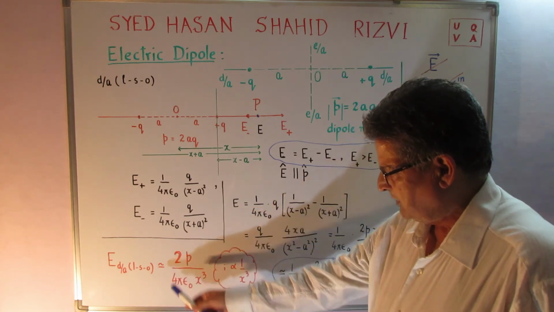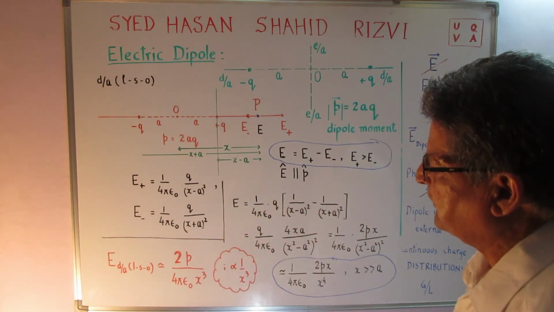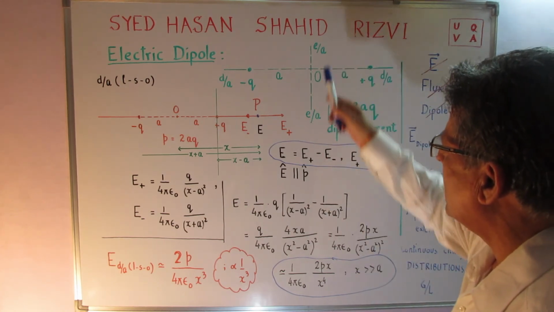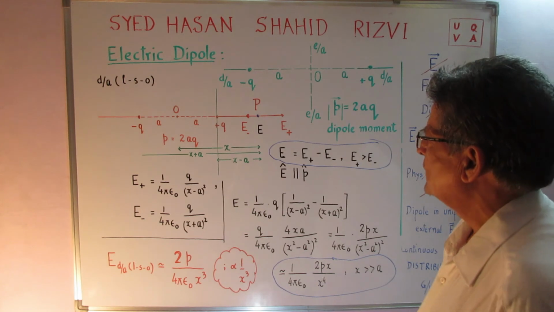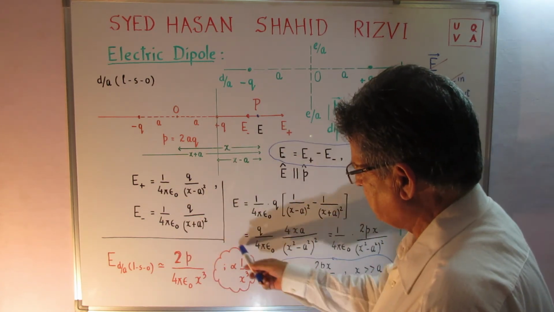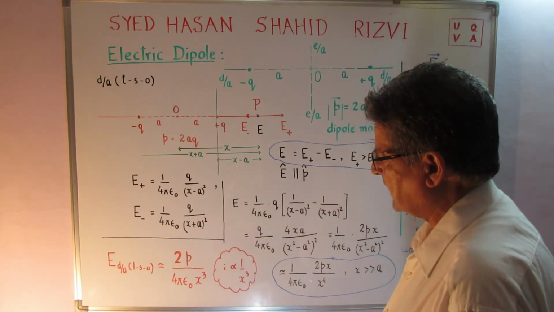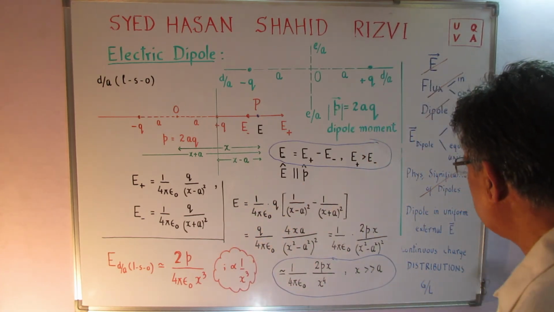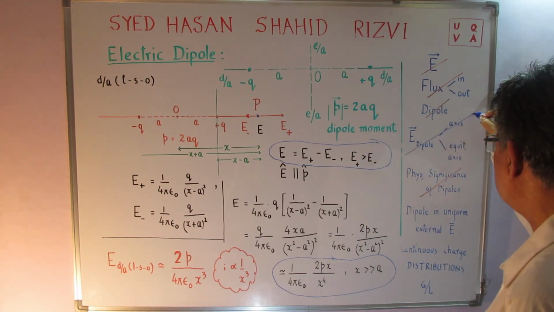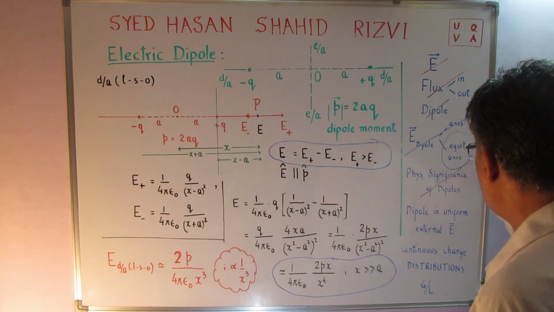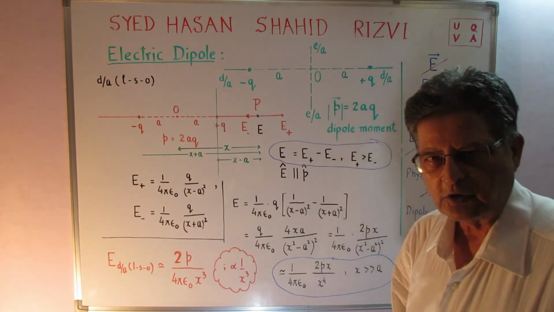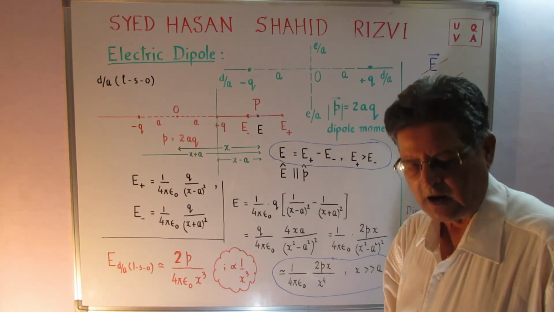I will compare this value with the electric field on the equatorial axis, which we call the broadside-on position. That comparison and this discussion will follow in the next lecture, and that way I have done the electric dipole field on the axis. So we are left with the equatorial axis and then the dipole in a uniform electric field, Gauss law, etc.